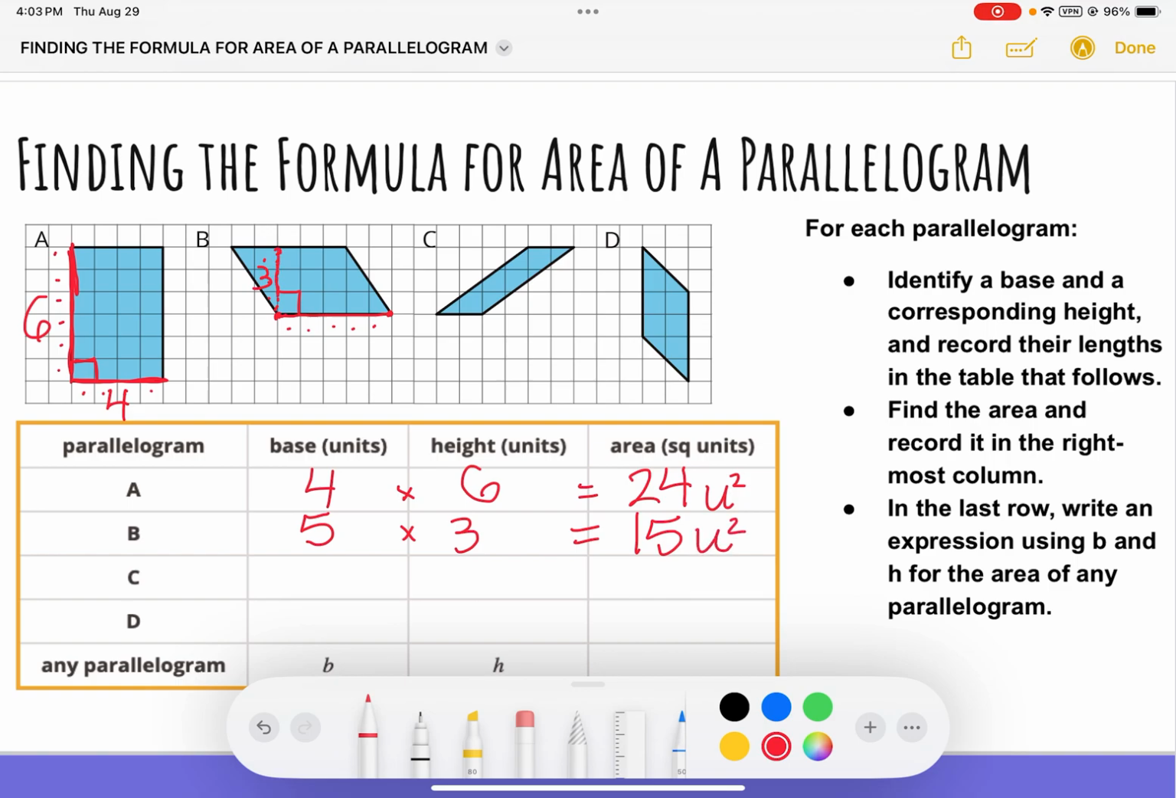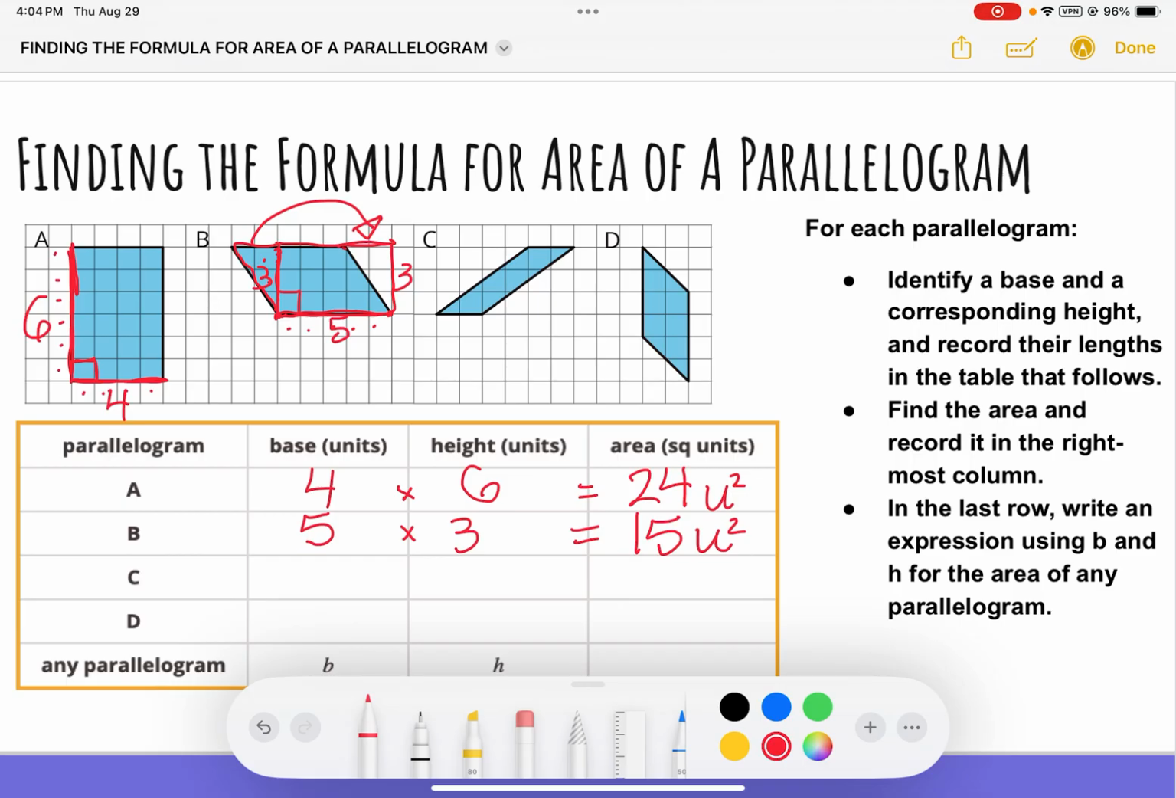Again, if you like to cut off that triangle and then move it over so you can see it as a rectangle, that is 5 by 3 units. That works as well.